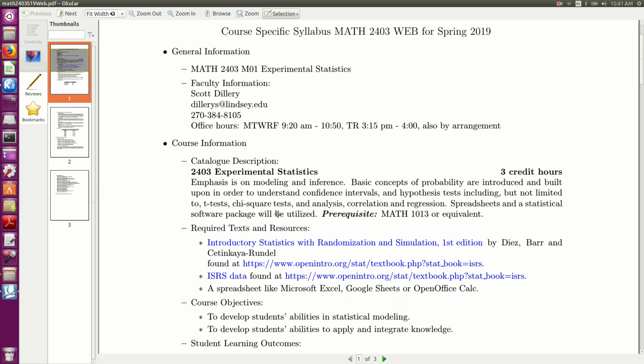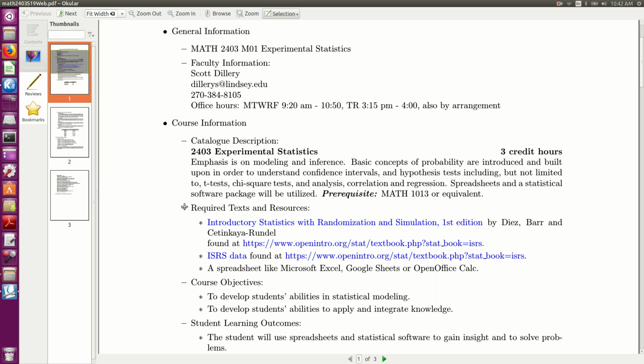The course is experimental statistics. It assumes you've had at least some algebra experience, although we won't do lots in the algebra realm, although some formulas, that kind of thing. The formulas really show themselves more in spreadsheets.